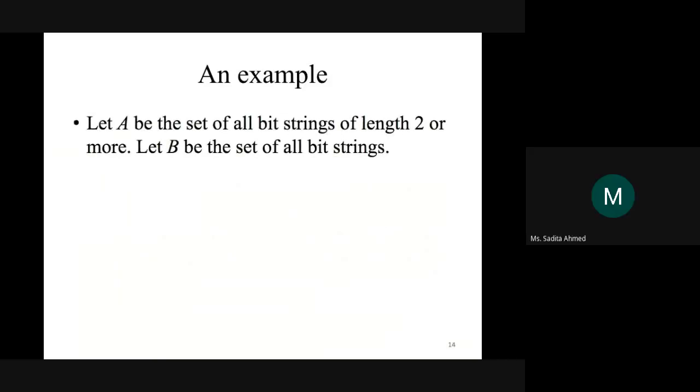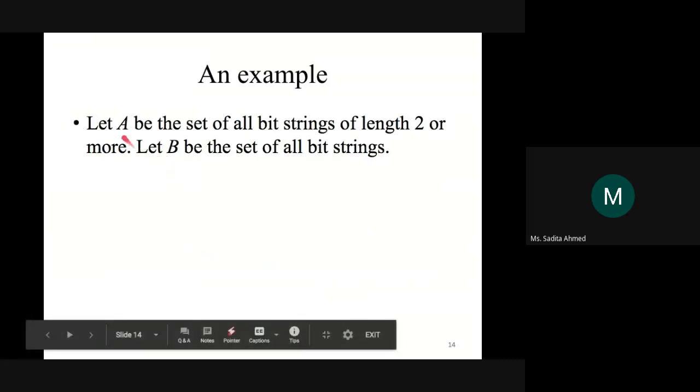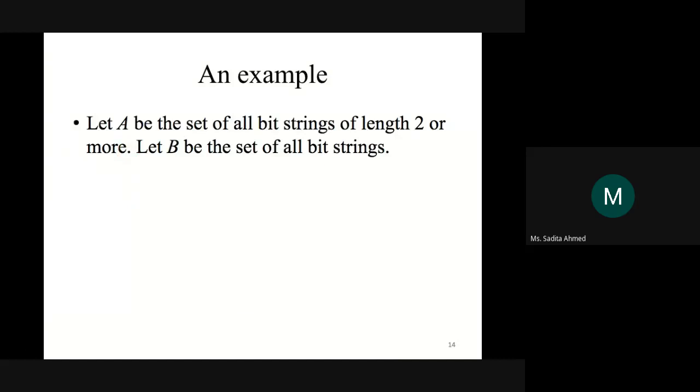So let's do an example revolving around bit strings and functions. Let's say A is a set that contains all bit strings of length 2 or more, and B is a set that contains all bit strings in general. So bit strings can have a length of 1 as well, right? A bit string of length 1 can either have the value 0 or 1. That's it, 2 possible values. But a bit string of length 1 is still a bit string. So B is a set of all bit strings, and A is a set of all bit strings of length 2 or more.